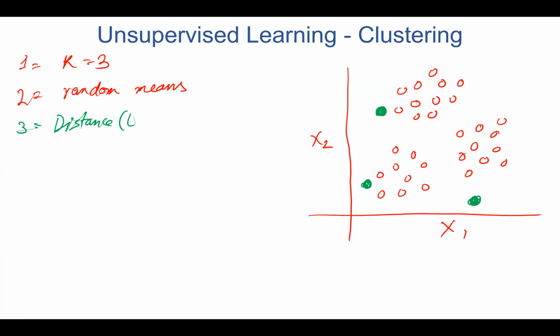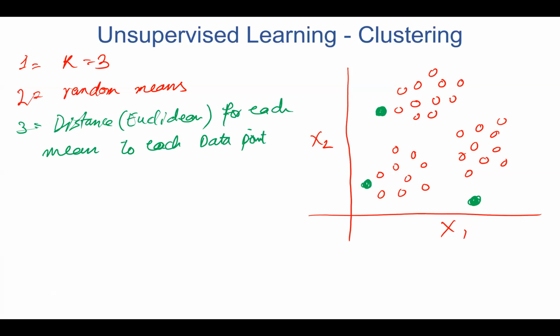The third step is the most important step: it calculates the distance, which is Euclidean in our case, from each mean to each data point. This mean is going to have a distance calculated from every single data point that we have. It's an iterative algorithm, by the way. This one also is going to have a distance to each data point, and then this one too.